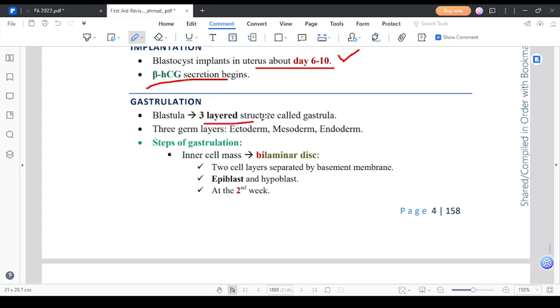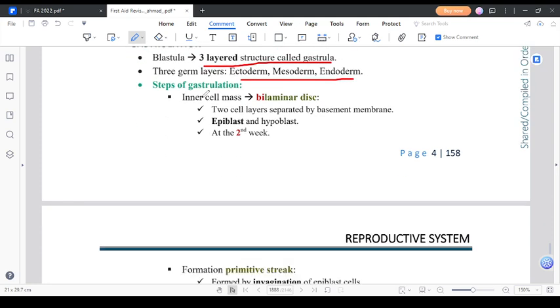Gastrulation. A blastula converts into a 3-layered structure called the gastrula. The 3 germ layers formed from it are the ectoderm, mesoderm and endoderm. Steps of gastrulation: inner cell mass, bilaminar disc. Two cell layers separated by the basement membrane, epiblast and hypoblast, at the 2nd week.